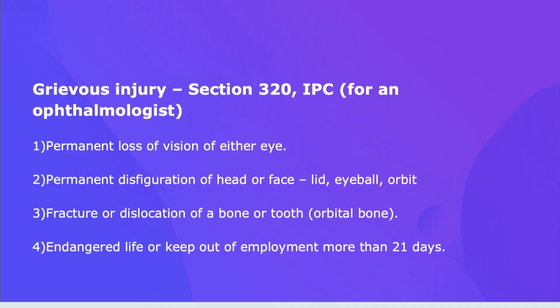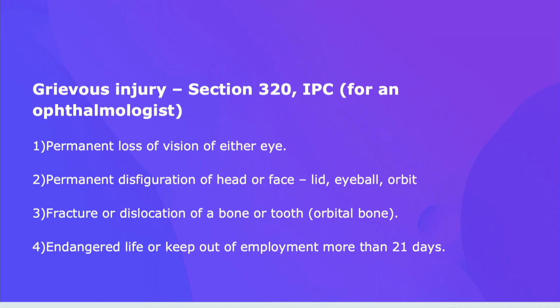For example, grievous injury in Section 322. So when to say grievous or simple? In ophthalmology, if there is a permanent loss of vision of either eye, or permanent disfiguration of the head or face, lid, eyeball, orbit, etc., or there is a fracture or dislocation of a bone or tooth, in our case the orbital bone, or it endangered life or kept the person out of employment for more than 21 days.